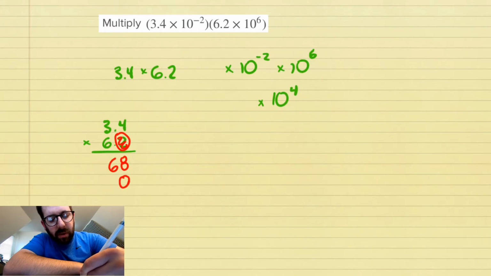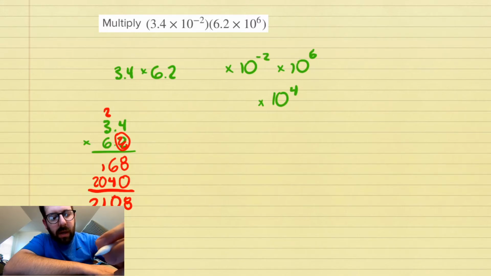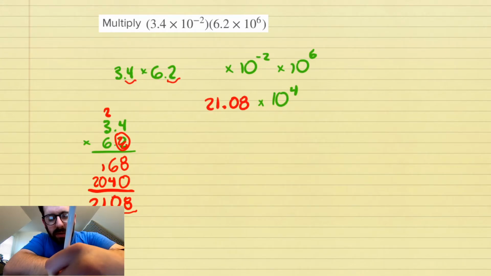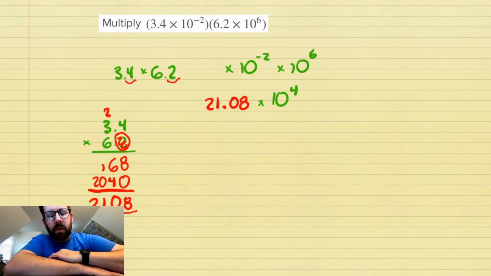I'm going to move on to the 6, so I have to put a guard dog because I'm moving one space over. 6 times 4 is 24, carry the 2. 6 times 3 is 18, plus the 2 is 20. And now add straight down. That's an 8, that's a 10, carry a 1, that's a 1 and a 2. And then the decimals, well, this problem had one decimal and a second one, so I'm going to move the decimal over 2 spots. Boom. So the answer is going to be 21.08 times 10 to the 4th.